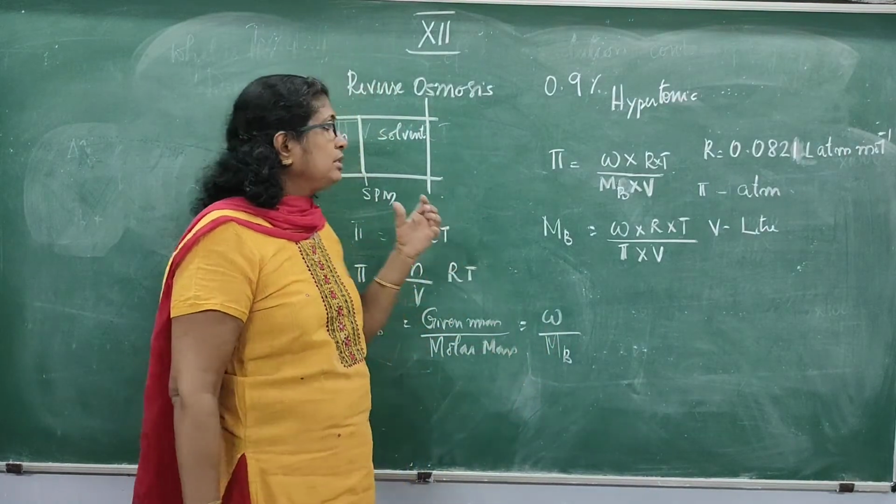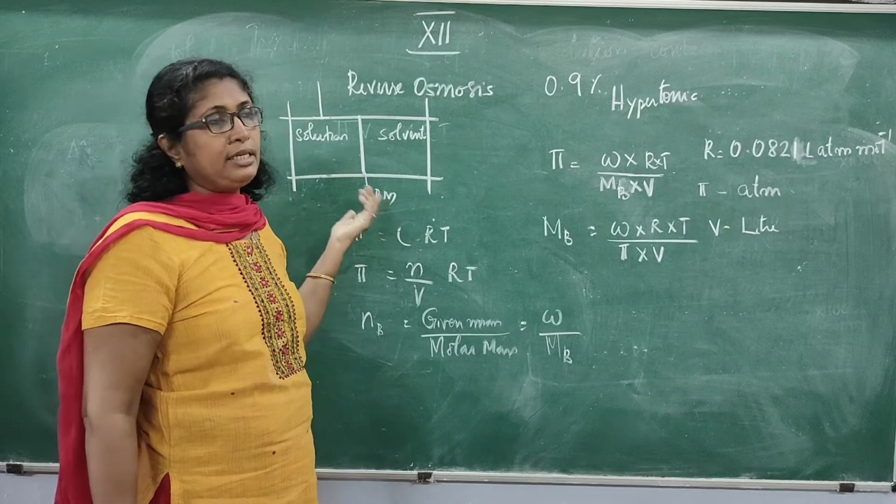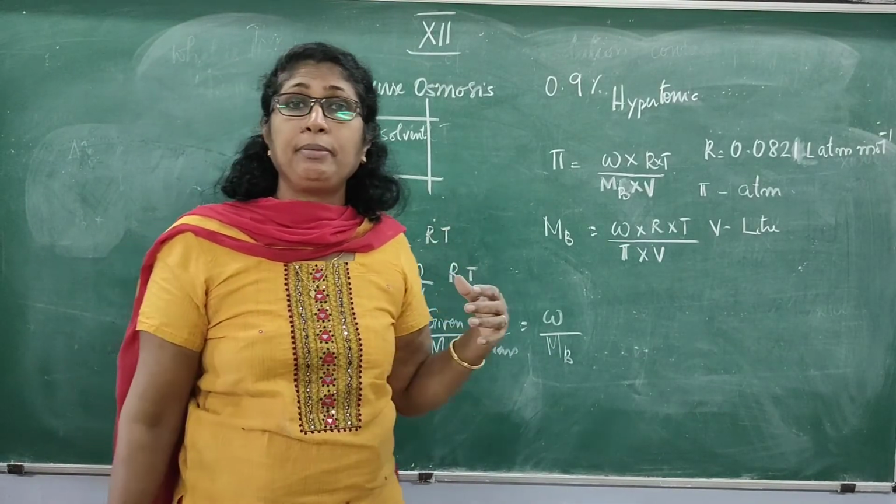Usually they use cellulose acetate, etc., as semi-permeable membranes. And even cellophane paper is also a semi-permeable membrane.